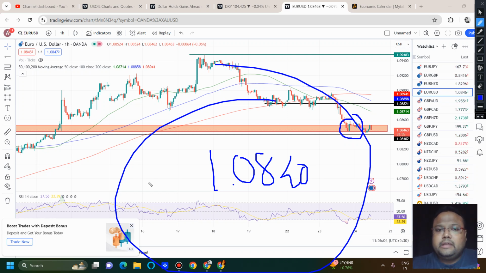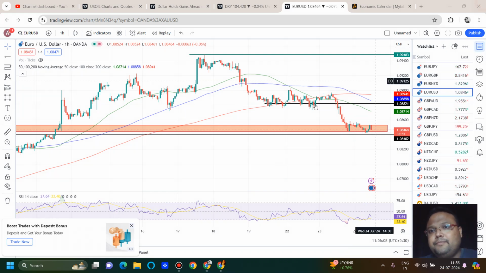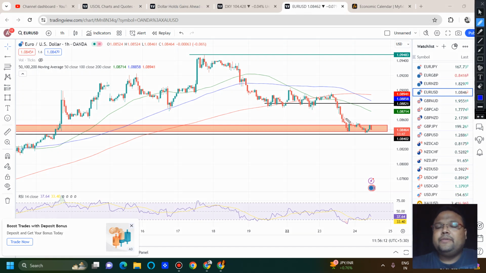Or if EUR/USD falls below 1.0840, you can look for a sell below it. On the other hand, if EUR/USD goes up after the news, but the bullishness is not convincing enough, meaning the candles are not big and the volume is not very high, in that case you can look for a sell around the moving averages. They will be working as dynamic resistance.